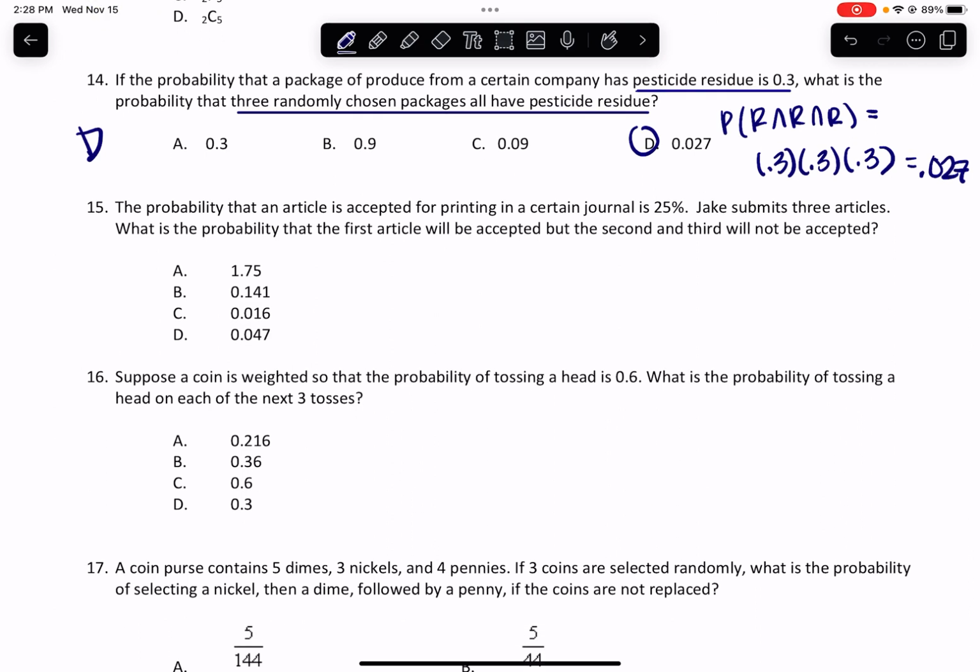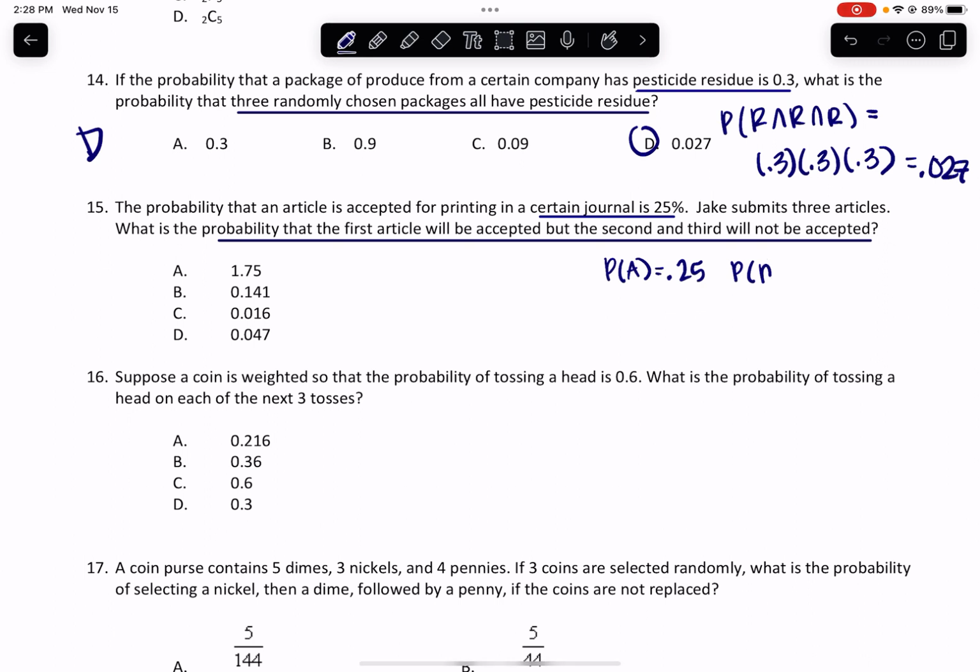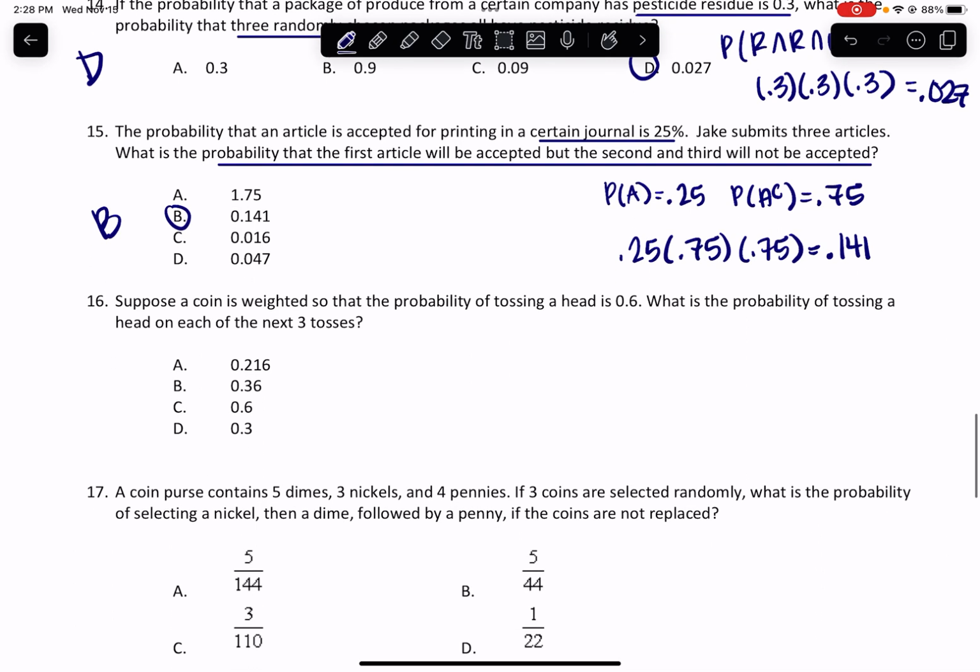The probability that an article is accepted for printing in a certain journal is 25%. Jake submits 3 articles. What's the probability that the first article will be accepted, but the second and third will not? Okay, so I wrote down probability of accepted is 0.25. Probability of not accepted, which is accepted complement, is 0.75. So his first one's accepted, his second one is not, and his third one is not. And when I multiply all those together, I get 0.141. And not every answer on this worksheet is in 3 decimal places, but remember, that's what I'm looking for: 3 decimal places.